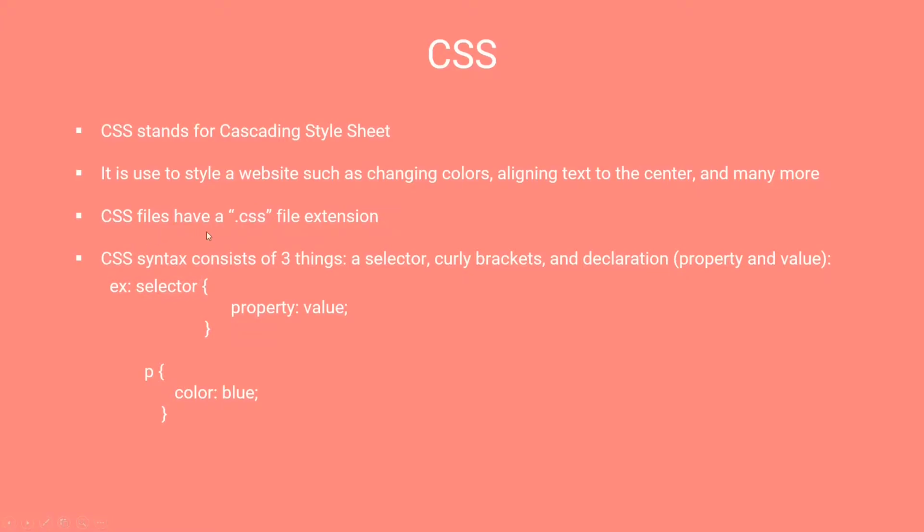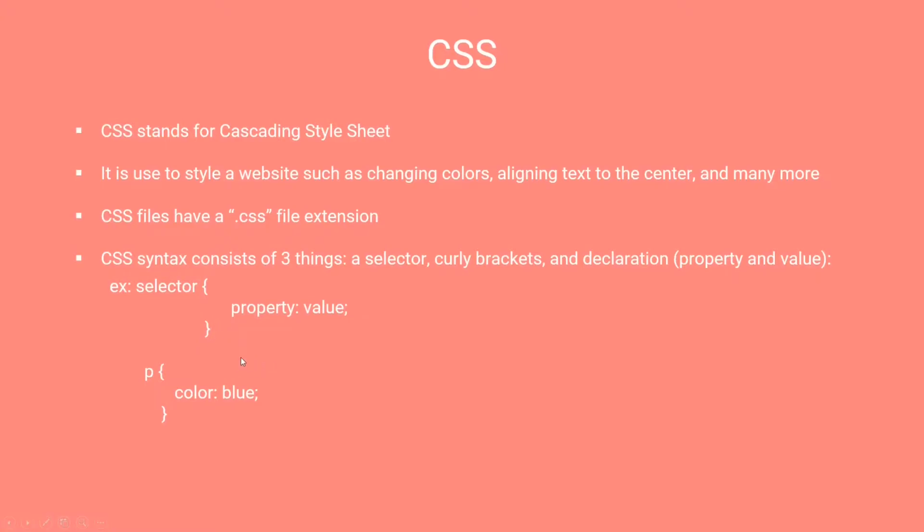A CSS syntax consists of three things: a selector, curly brackets, and a declaration, which consists of a property and a value. For example, to style an element, we select it with a selector, open curly brackets, add a property and a value, and we end with a semicolon, and we close it with the closing curly bracket.